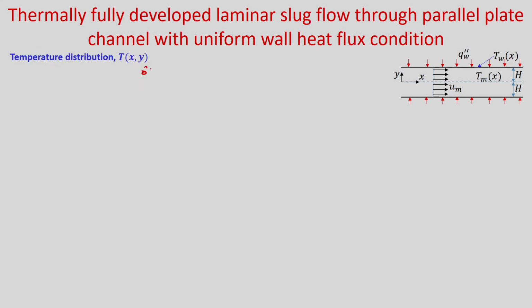So, we have the equation ∂²T/∂y² = (u_m/α) dT_m/dx. So, this is constant. So, what you can do now, you can integrate it. You can write ∂T/∂y = (u_m/α)(dT_m/dx) y + integration constant C1, and it may be a function of x, because T is a function of x and y.